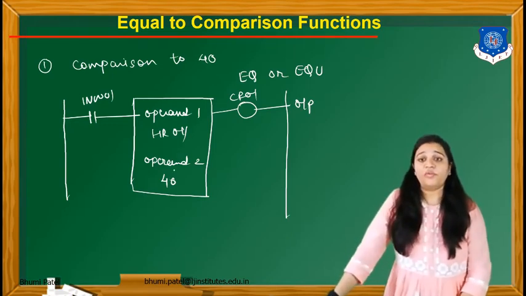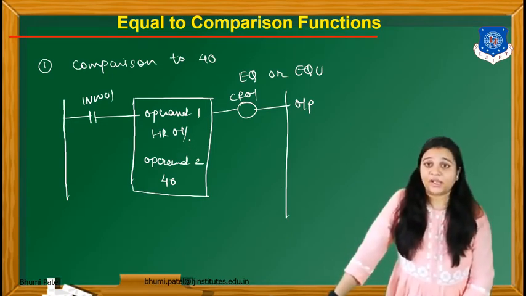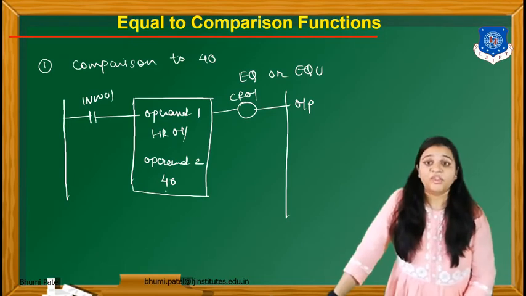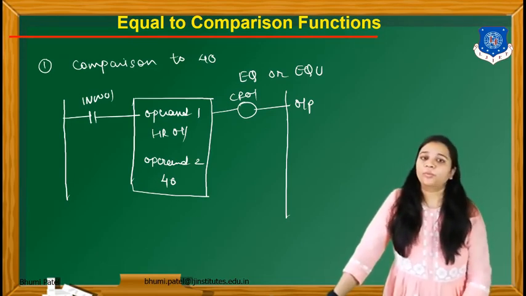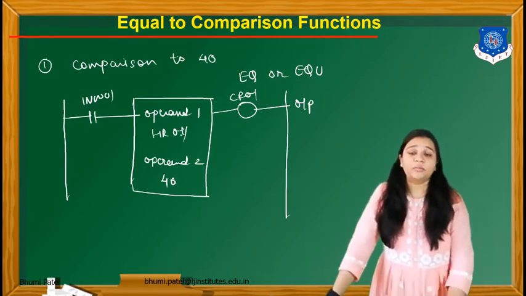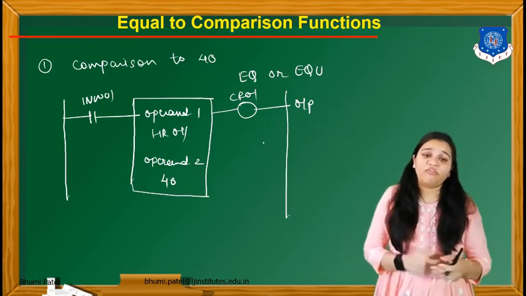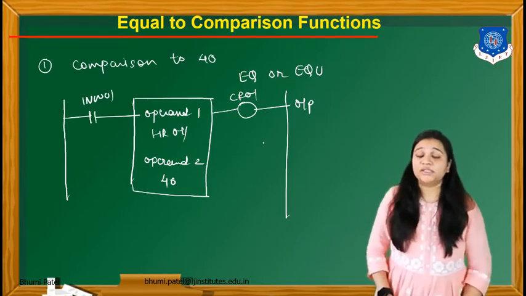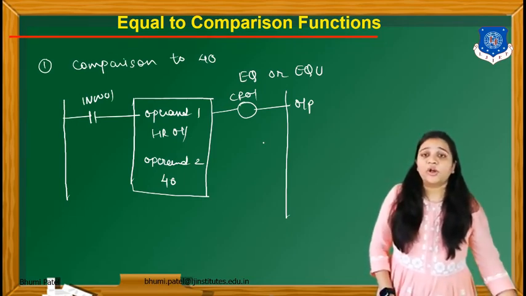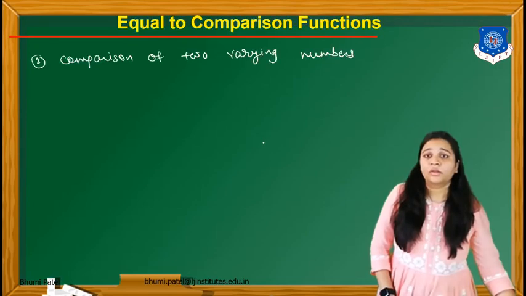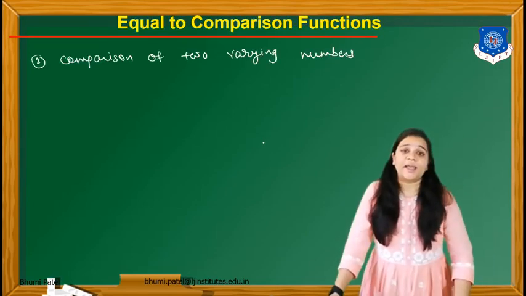Clear? Now we have to check: if operand number 1 holds the number 40, the output goes on. If operand number 1 does not hold 40, the output will be false. So this is the comparison with a specific number. Now the second option is the comparison of two varying numbers.